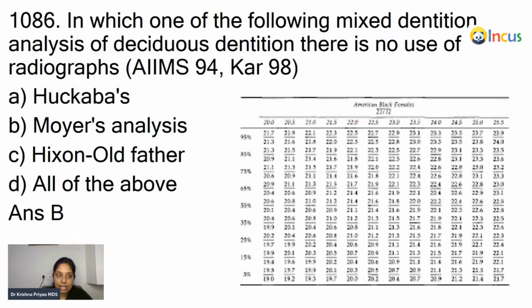In which one of the following mixed dentition analyses of deciduous dentition is there no use of radiography? As I was already discussing with you, sometimes they take a radiograph and measure the size of the permanent tooth on the radiograph and compare it to the arch length present, in order to find out whether there is enough space for the permanent tooth to come out. So they're asking in which one of the following analyses there is no use of radiograph. It is Moyer's analysis, because in the others like Huckaba and Hicks and Oldfather, they use radiographs for the measurement. Only in Moyer's they don't use it. They take the value by using the mesiodistal width of the incisors.